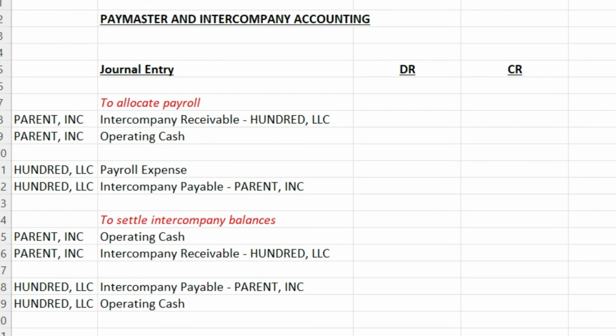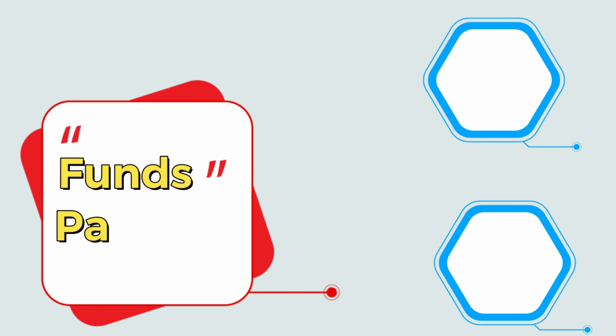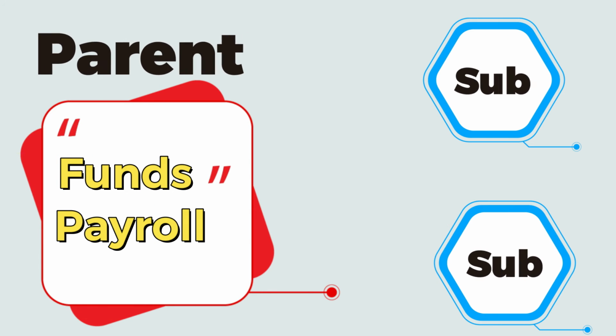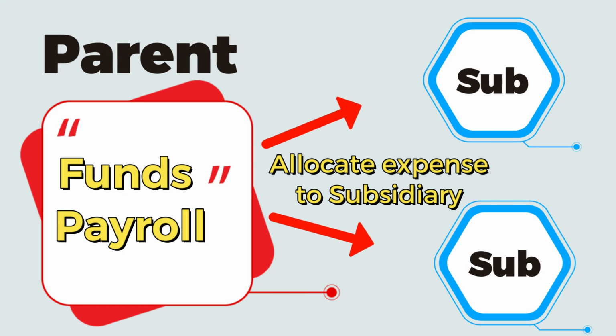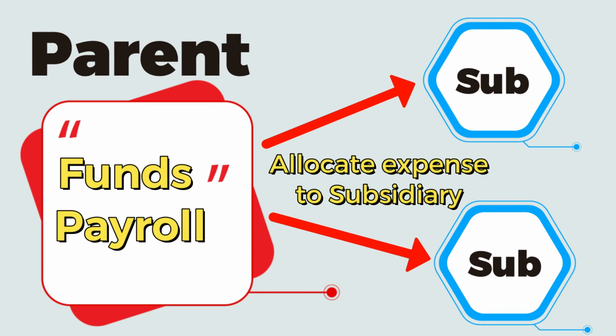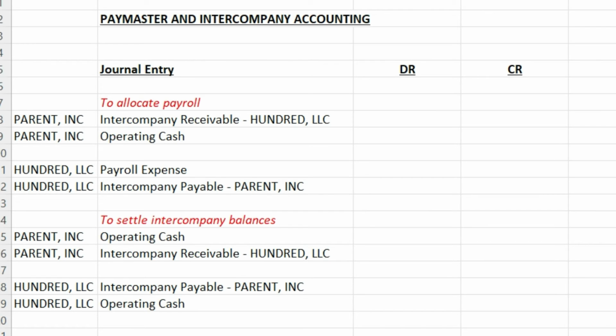When you have entities that are transacting with each other, it creates intercompany payables and receivables. Parent Incorporated in our situation pays payroll for all the other subsidiaries. But 100 LLC actually has employees that should be allocated to that entity. So technically, those employees are on Parent Incorporated's payroll, but we're going to go through the journal entries of how to allocate that payroll expense to 100 LLC from the payroll leaving the operating account of Parent Incorporated.